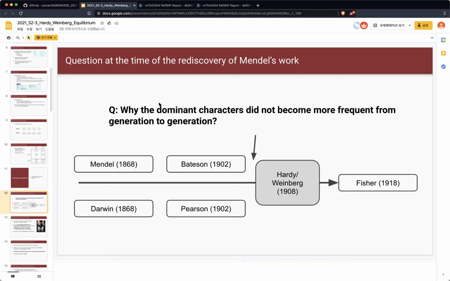So after many generations of human history, this dominant allele should have a dominant frequency in a population, but it isn't, right?